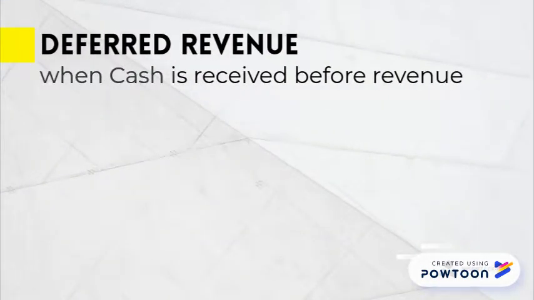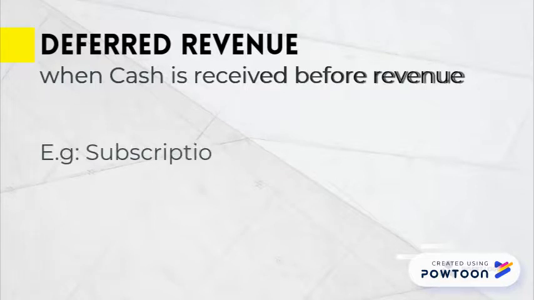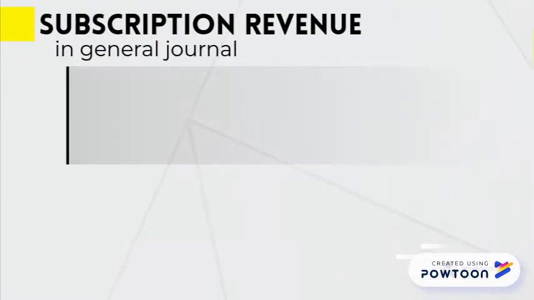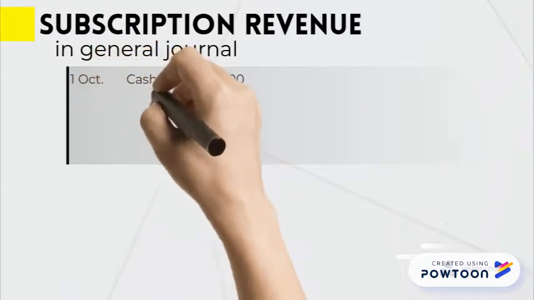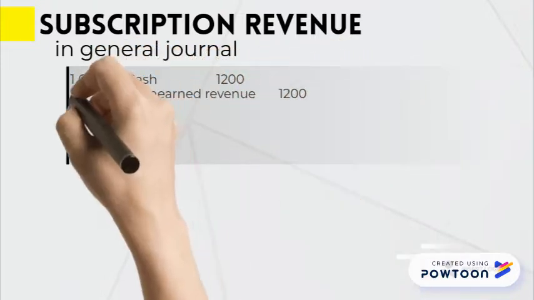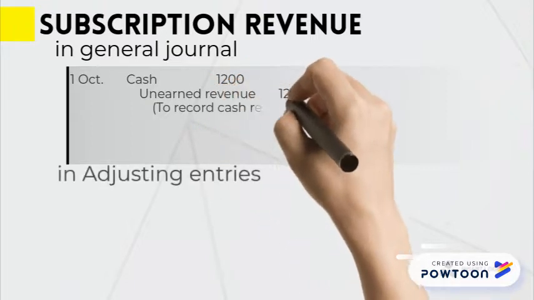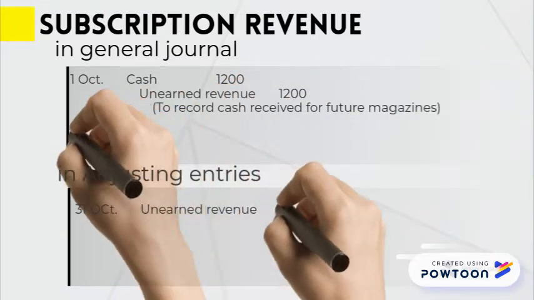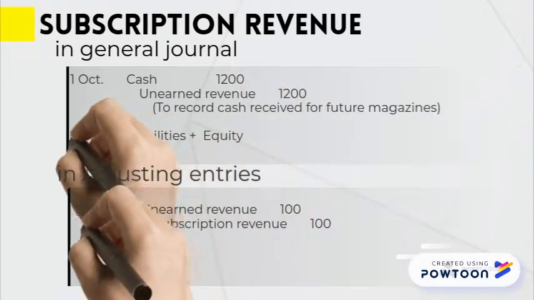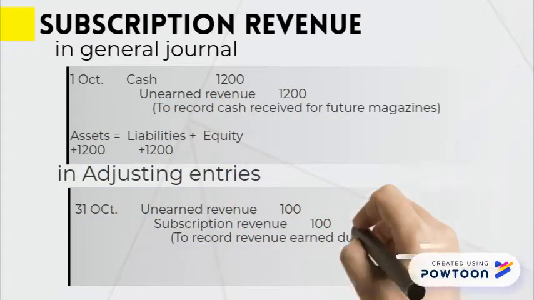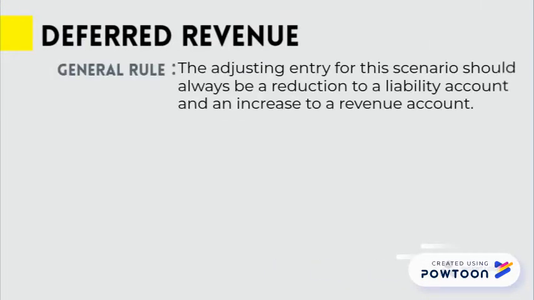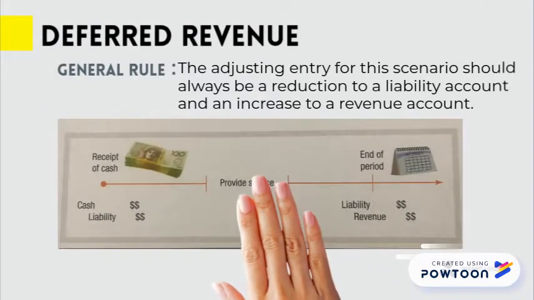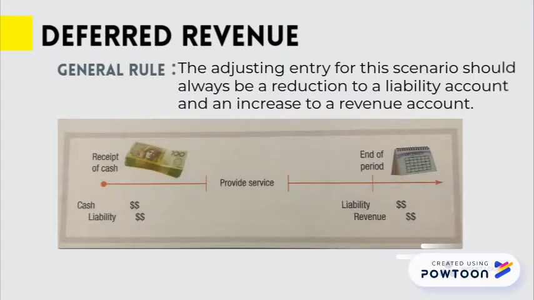Deferred revenue is when cash is received before revenue. An example is subscription revenue. The following steps are how subscription revenue works, respectively in the general journal and adjusting entries. And it has to be mentioned that the cash account should not appear in the adjusting entries. I mean never ever. The general rule for this scenario should always be a deduction to the liability account and an increase to the revenue account.